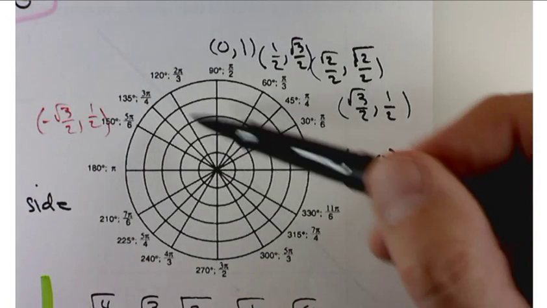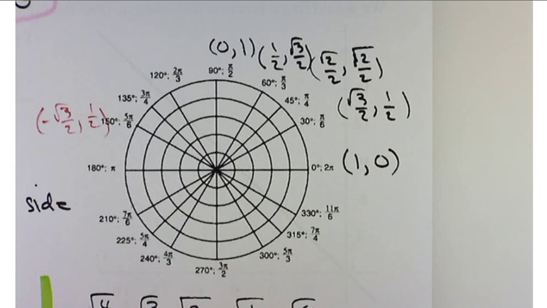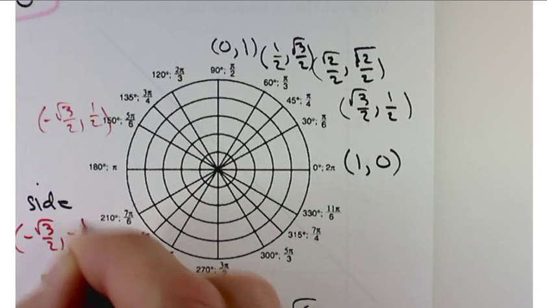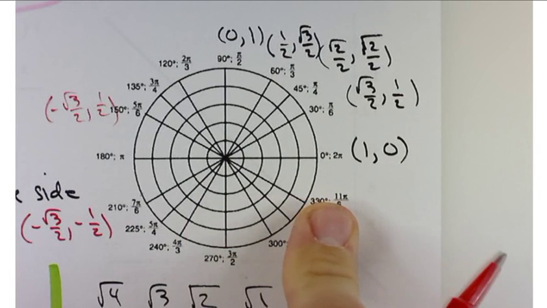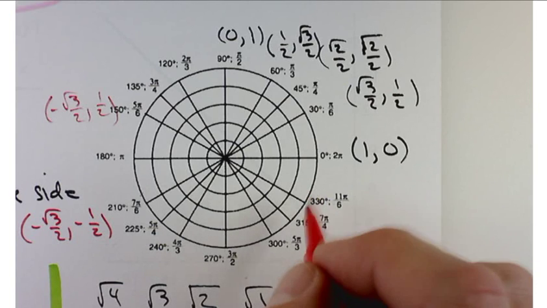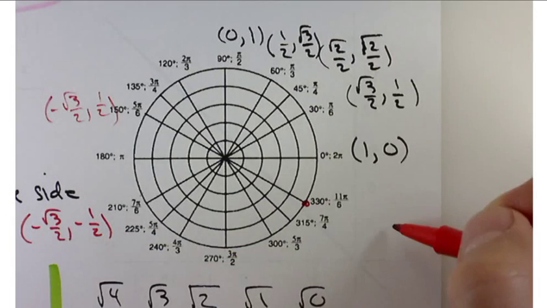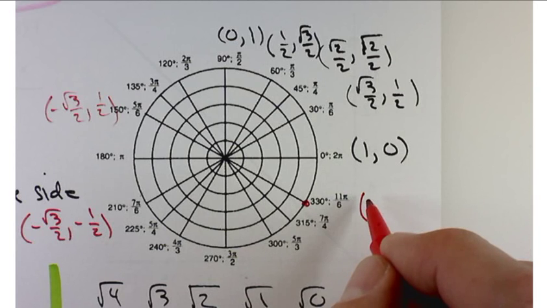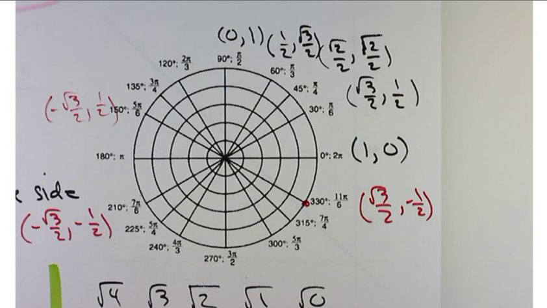How about if I move down into the third quadrant? Yeah, they're both negative. Good. So negative square root of 3 over 2 and negative 1/2. Now moving over into the fourth quadrant, you've got a couple different choices. You could change the x-coordinate, make it positive, or you could drop down from here and make the y-coordinate negative. But either way, the coordinates here are square root of 3 over 2 and negative 1/2. Nice.